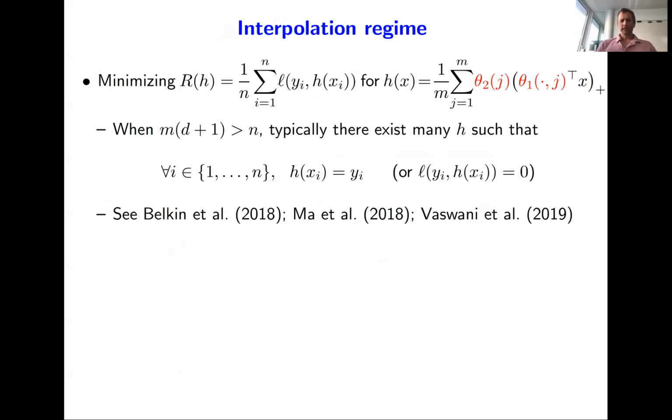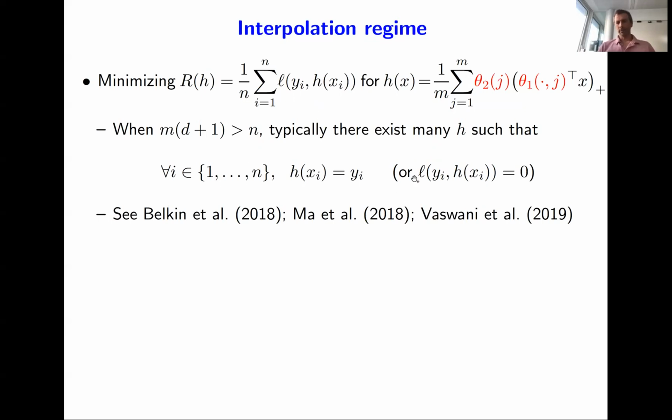All right, so we are in a regime which is now called the interpolation regime, because we are minimizing a function which is the average over n observations, okay? And we have m neurons. Since we have d plus 1 parameters per neuron, we have a lot of parameters. So you should expect that there are many potential edge functions that will achieve 0 loss. Okay? So this is well known.